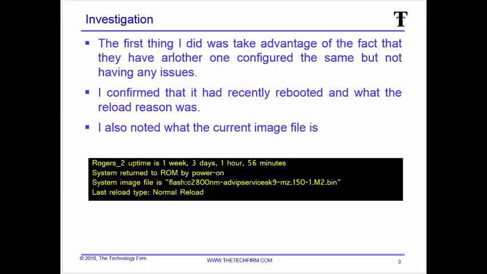So the first thing I did, I took advantage of the fact that they have another one configured the same but not having any issues. I confirmed that the original one rebooted and what the reload reason was. I also noted what the current image was, and this is what the screenshot was. So you can see it's been up for a week, 3 days when I got to it, and it said return to ROM by power on. So basically it looks like a power outage, like it lost power, which wasn't the case. And there's the image file, and this is last reload type, normal reload. And this is good to know because sometimes there is a clue in there as to what caused the reload.